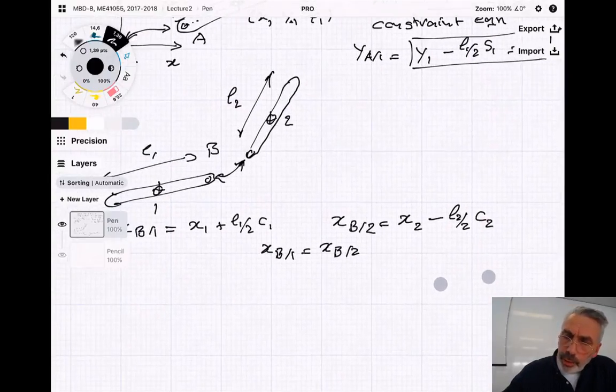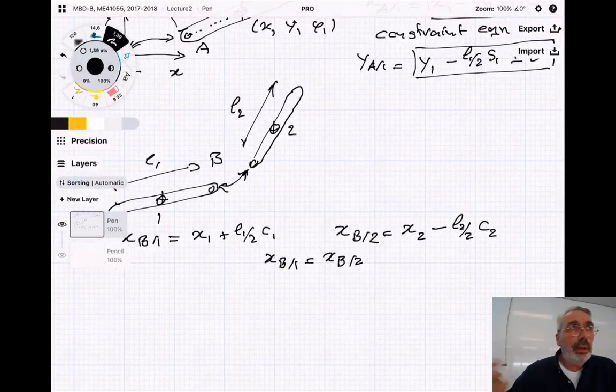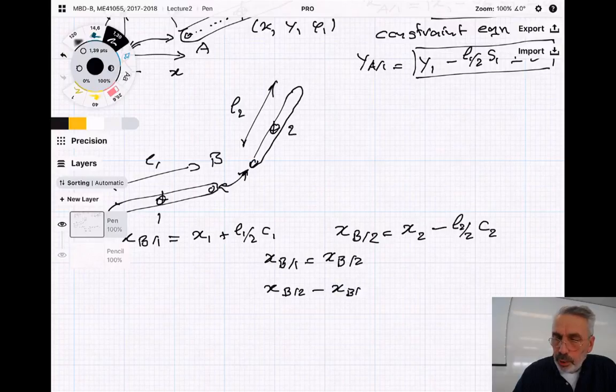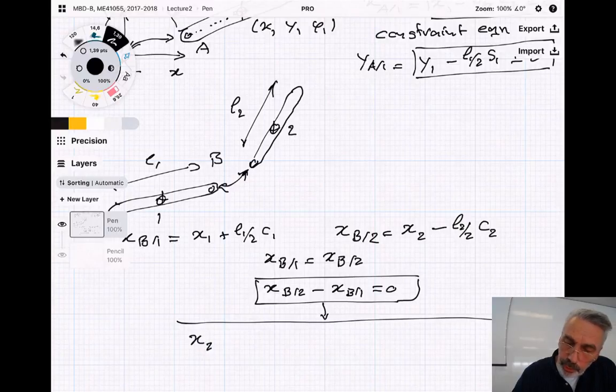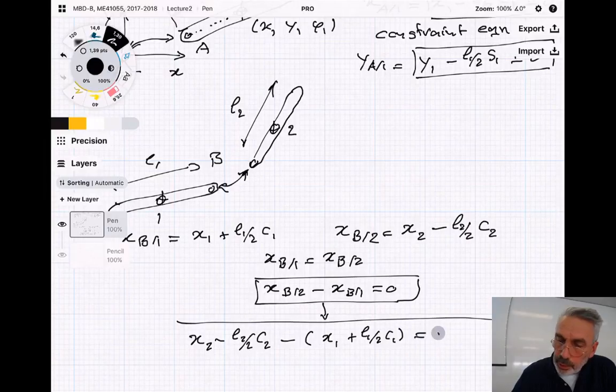Now, I always like to write everything in a null terminating way, like this minus that is 0. So maybe we say xb starting from 2 minus xb starting from 1 should be 0. So this is going to be our constraint equation, which we expand to x2 minus L2 over 2 cosine phi 2 minus x1 plus L1 over 2 cosine phi 1 is 0. So that is a constraint equation.